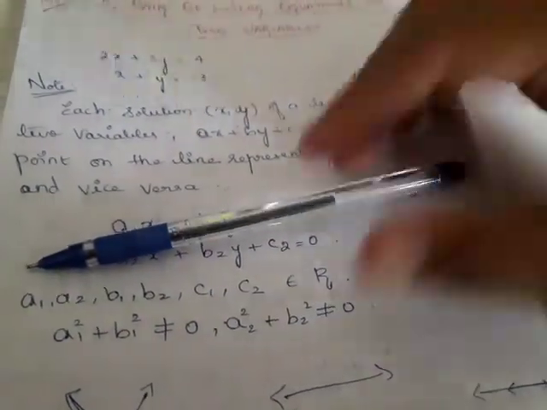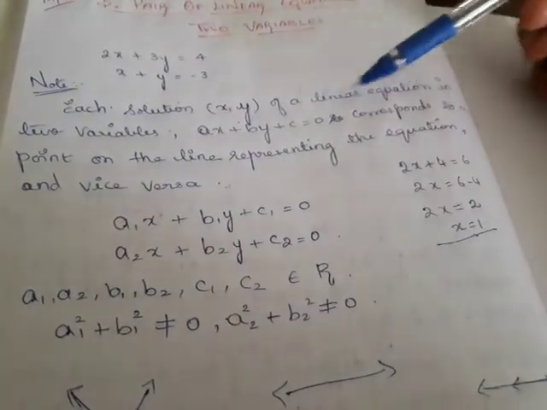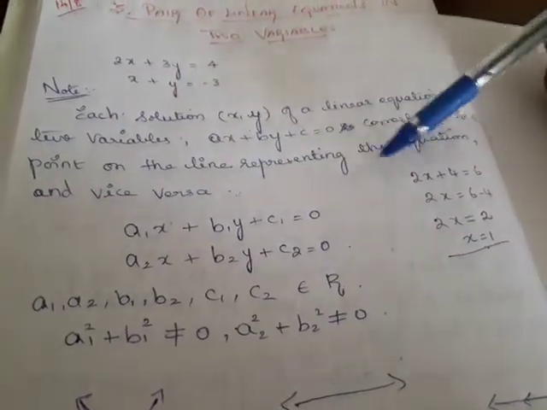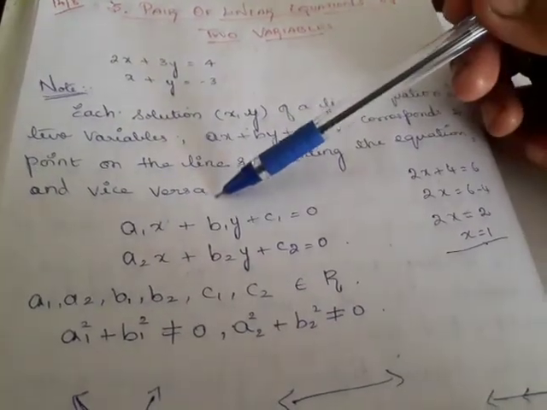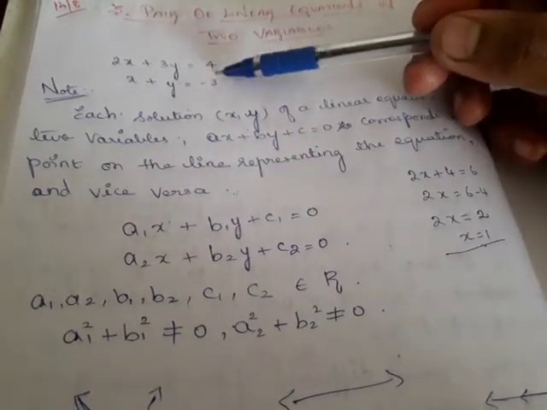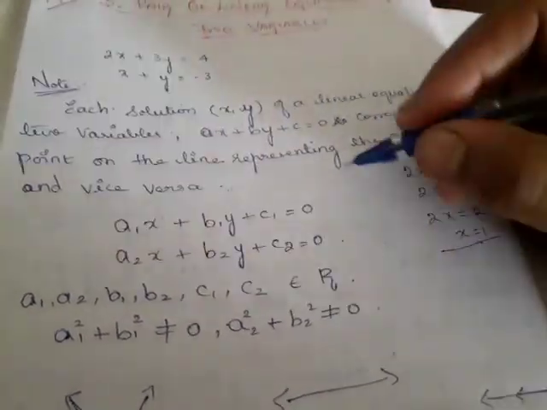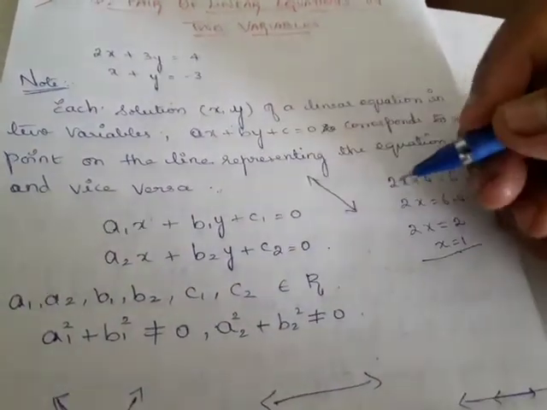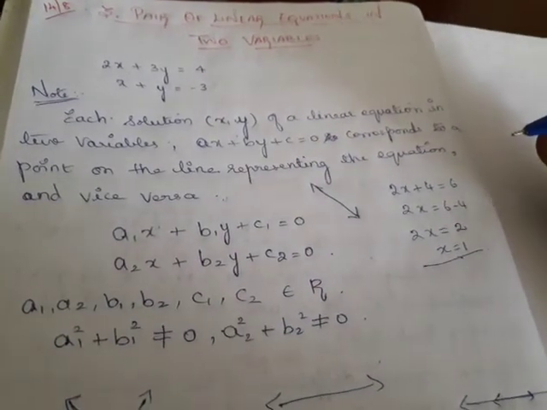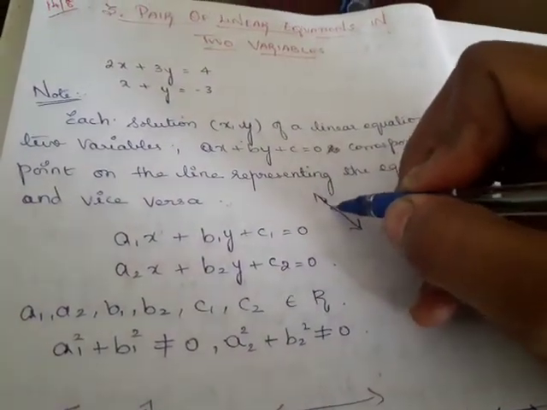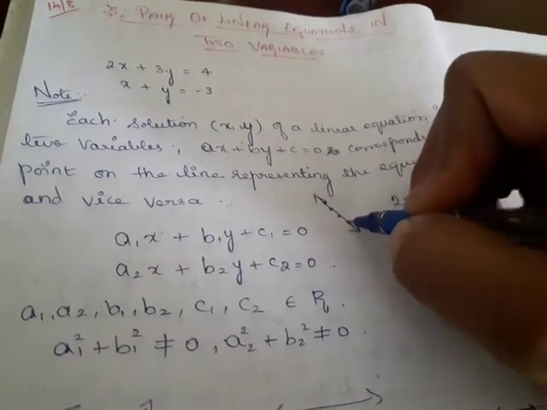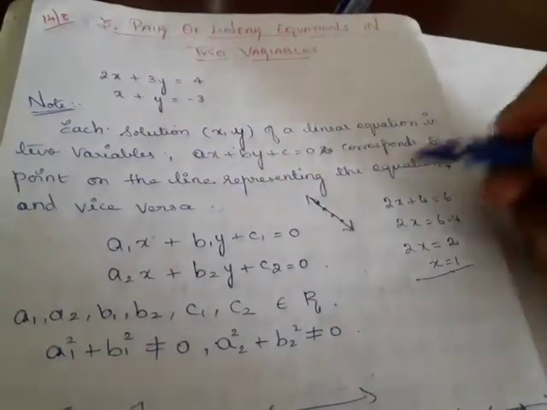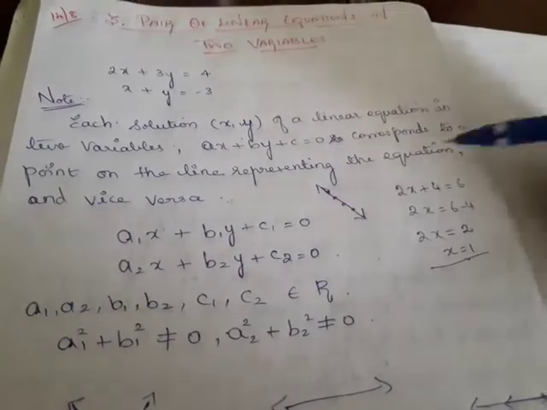So the same way here, that's what is given here. Each solution of a linear equation in 2 variables corresponds to a point on the line representing the equation, and vice versa. If you represent the linear equation in 2 variables by a straight line like this or this, whatever it is, it is not necessary that it should be a slanting line. It can be a straight line in any direction. Then every point on the straight line will be a solution of the equation for which you have drawn it, and every solution of the equation will lie on the straight line. Okay, this you should remember.